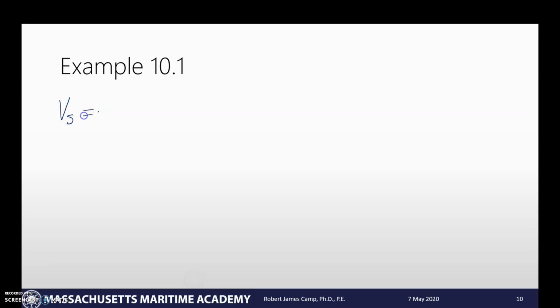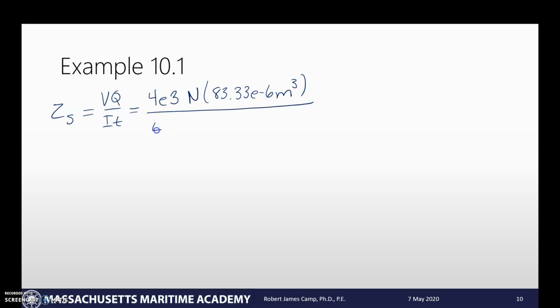For the solid, the horizontal shear stress of the solid is VQ over IT. I'm just going to plug in all the numbers that we've got. We've got that 4,000 newtons. We've got a Q of 83.33 times 10 to the negative 6 meters cubed. Our moment of inertia is 4.909 times 10 to the negative 6 meters to the fourth, times 0.1 meters is our thickness.